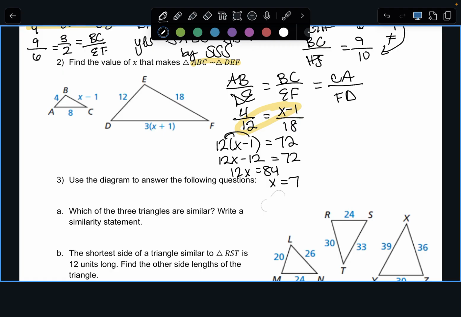We also could have solved this using this fraction, CA over FD. Well, CA was 8. FD was 3 times x plus 1. And that's also equal to either this one, which has some x's in it, and I don't want to mess with double x's. So it's also equal to this one, my 4 over 12. So we could have also solved it this way, and we also would have gotten x equals 7.